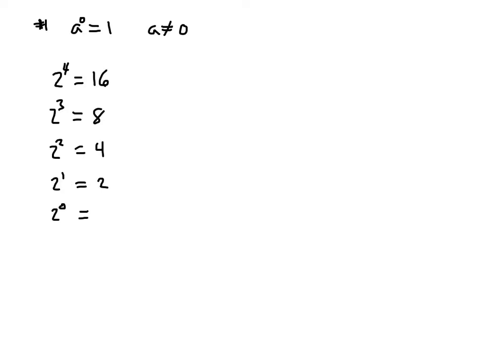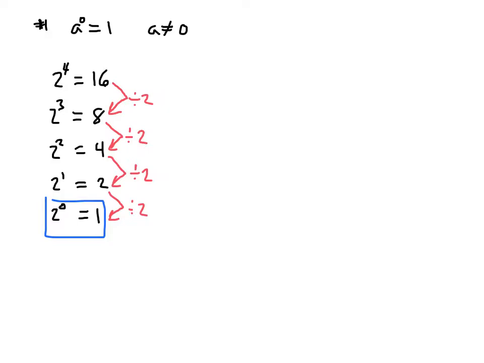Notice, each time I'm multiplying by 1 less 2. I started out multiplying by 4 2's together, then 3 2's together, then 2 2's together, and so forth. And so, if I look here, there is a pattern. 16 divided by 2 gives me 8. 8 divided by 2 gives me 4. 4 divided by 2 gives me 2. What is 2 divided by 2? So, 2 to the 0 power equals 1.